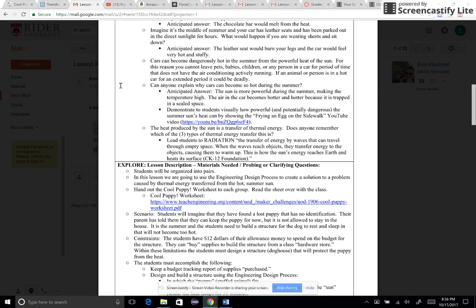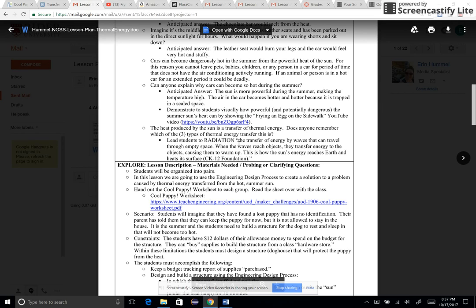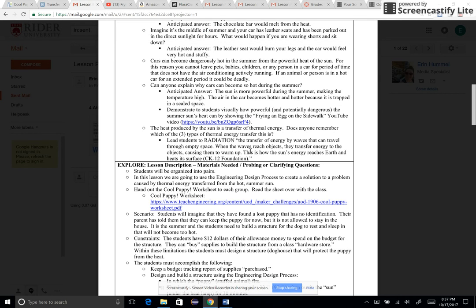And we would be trying to get the students to the point where they recall from previous lessons that one of the particular forms of thermal energy transfer is what's happening when the sun is heating up the earth during the summer. There are three types: convection, conduction, and the one that is actually happening in the experience with the sun, radiation. And we would remind them of the formal definition of radiation, which is the transfer of energy by waves that can travel through empty space. When the waves reach objects, they transfer energy to the objects, causing them to warm up. This is how the sun's energy reaches Earth and heats its surface.